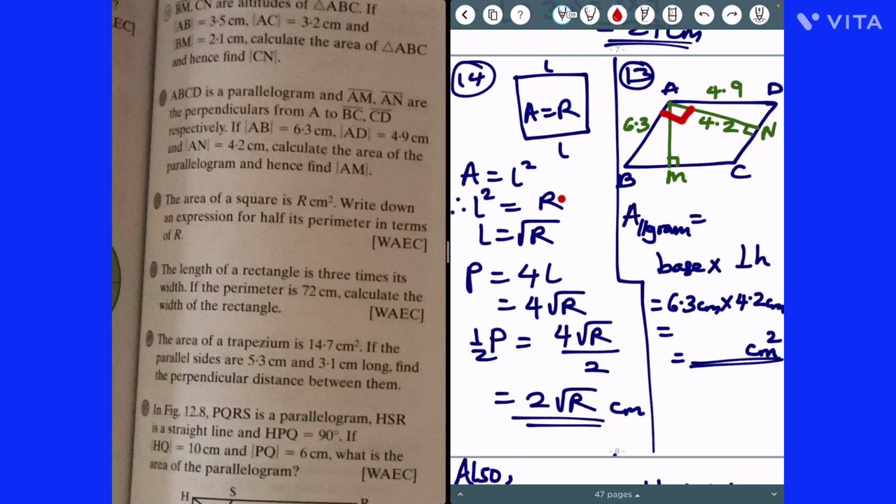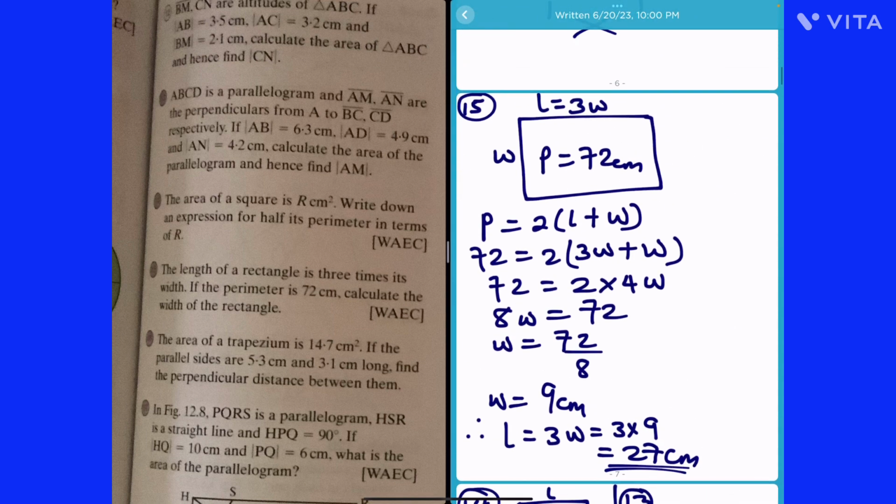Very simple question. Area of a square is what? L squared. So that means L squared is R, since the area is R centimeters squared. So the length of the square will be square root of R, that's root R centimeters. Keep that. Now, perimeter of a square is 4 times length. So that means the perimeter is 4 times root R centimeters. So half of the perimeter, for which we are to write an expression, will be 4 root R all over 2. 4 divided by 2, you get 2 root R for half the perimeter of the square.